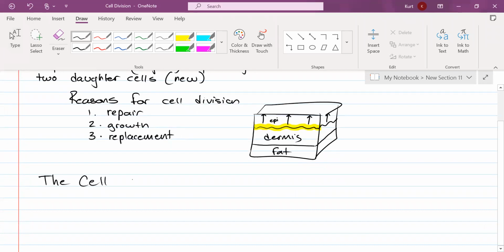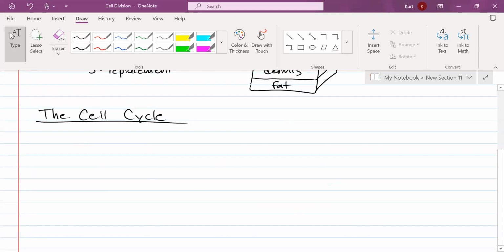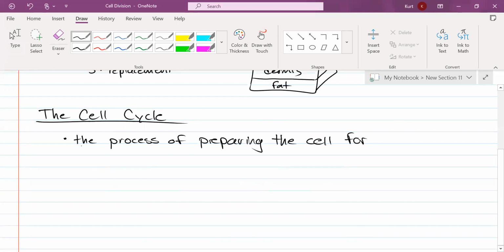The cell cycle is what we're going to really focus our talks on. It's the whole process of getting the cell ready for division and then actually dividing. So this is the process of preparing the cell for division. And then dividing. And because it is a cycle, it's continuous.